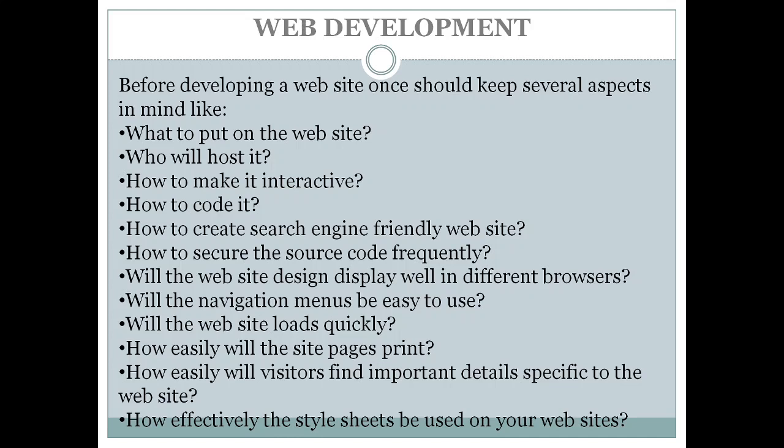The printing facility available on the website also needs to be thought about before the development of a website. How easily will a visitor find important details specific to the website? All the important details should be easily found on the website. So there have to be pages like a home page, from where a visitor can get all the detailed information about the website.